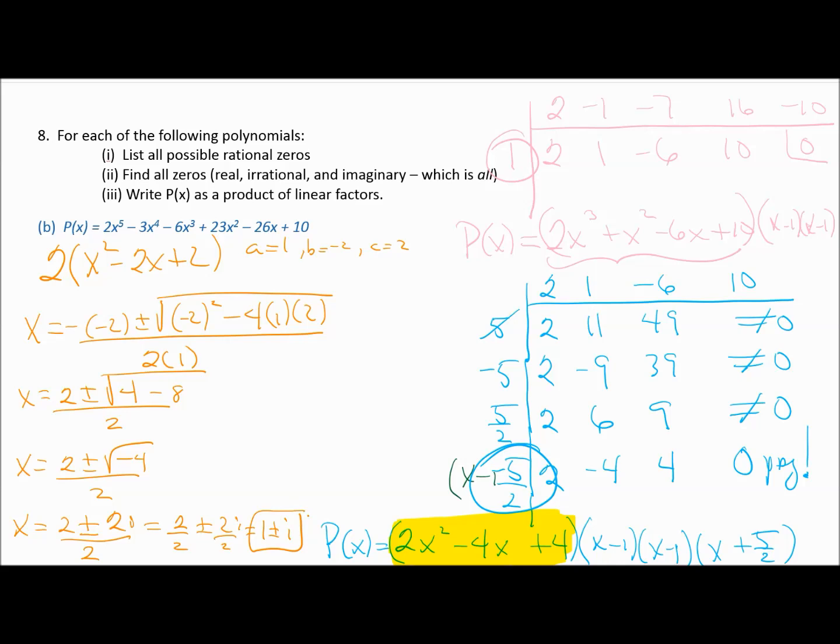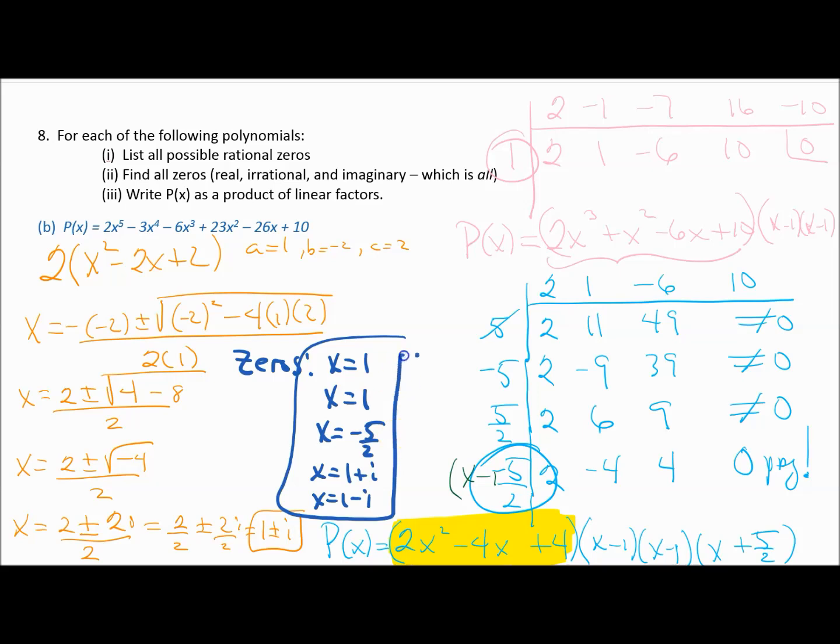So if I list my zeros, they are x equals 1, x equals 1, x equals negative 5 halves, x equals 1 plus i, x equals 1 minus i, and how many are we supposed to have? 5. 1, 2, 3, 4, 5. That is all 5 zeros.